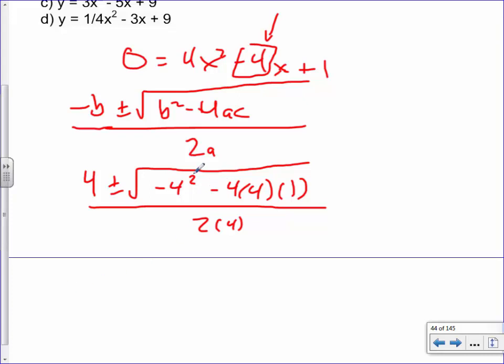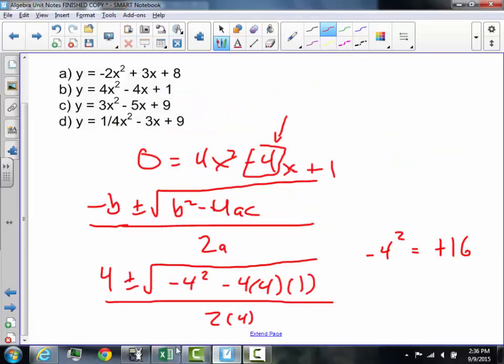The key is this thing under the square root sign. The discriminant is what we call it. You have to simplify it a bit. What's negative 4 squared? Positive 16. The most common mistake I find kids make here is they forget that negative 4 squared is actually plus 16. Make sense?